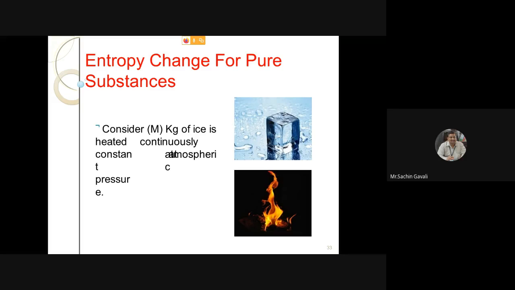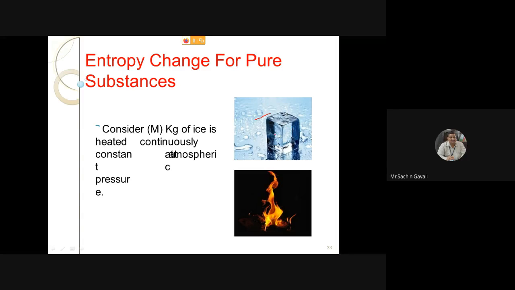Yes. Okay. Now, entropy change of a pure substance. This is very important. Now consider m kg of ice. Let us say it is at a temperature less than 0 degrees Celsius, and heated continuously at constant atmospheric pressure. We have taken 1 kg of ice, or we can take m kg of ice.